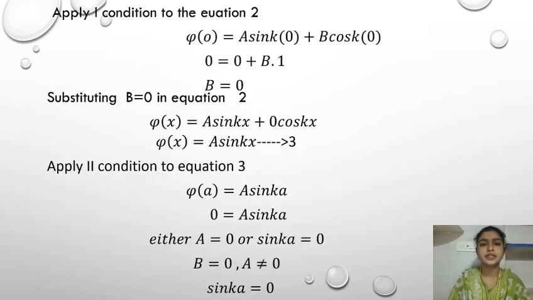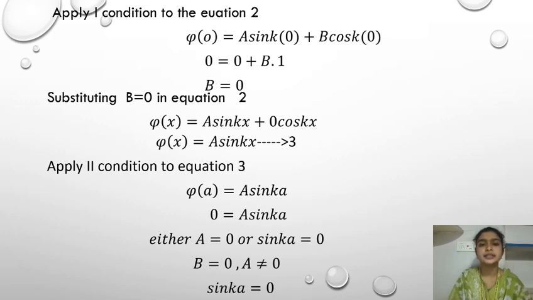Applying the first condition to equation 2, we get psi of 0 equals A sin k of 0 plus B cos k of 0. So 0 equals 0 plus B into 1, that is B equals 0. Substituting B equals 0 in equation 2, psi of x equals A sin kx plus 0 cos kx. Psi of x equals A sin kx, that is equation 3.